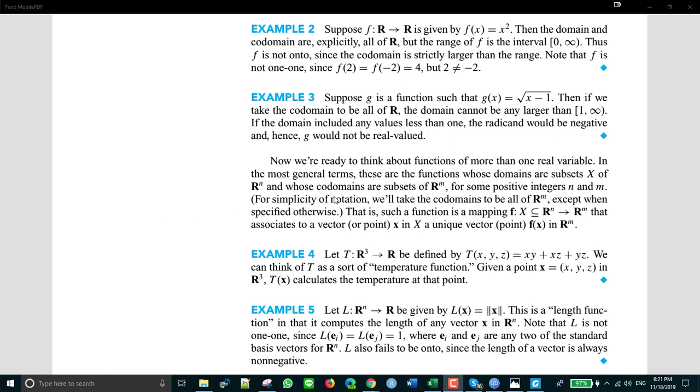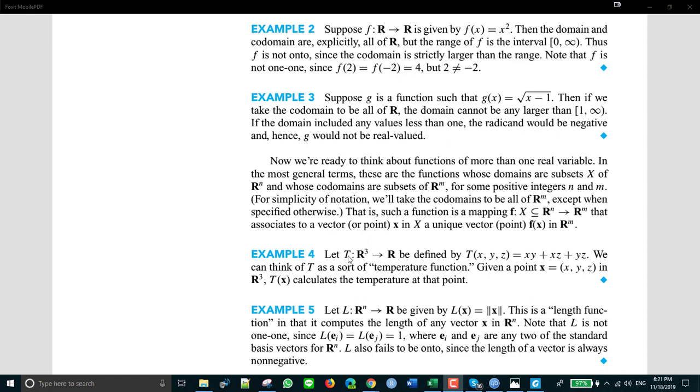Now it doesn't have to be all of Rn, it could be a subset of Rn. So we say that a function is a mapping from a subset of Rn to Rm. Actually, we probably could say to some subset of Rm, but they say something like, for simplicity, we'll take the codomain to be all of Rm. Okay, so let's look at some examples to make this a little bit clearer.